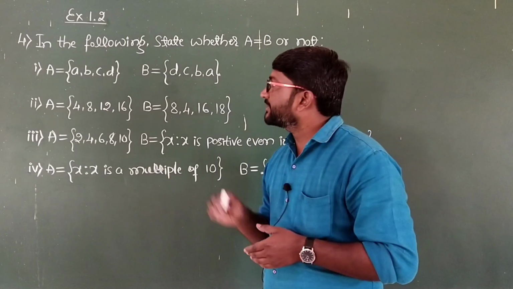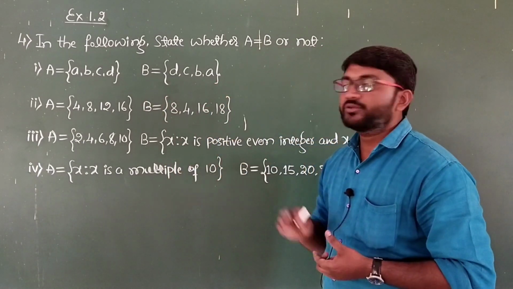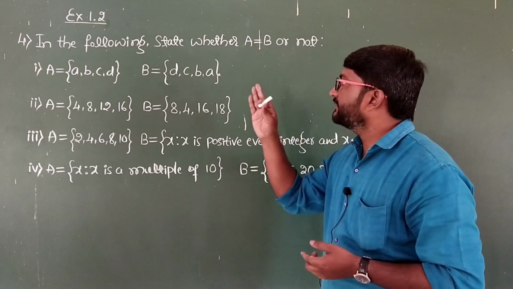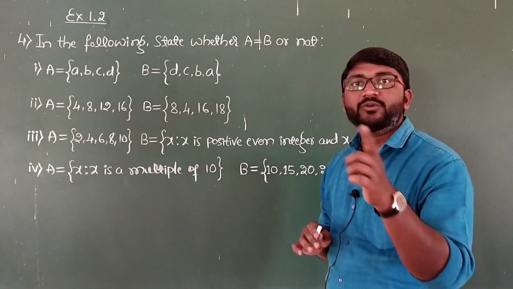So the elements of the set A are A, B, C, D, and the set B equal to {D, C, B, A}, and the elements of the set B are D, C, B, A, and we have to state whether A equal to B or not.